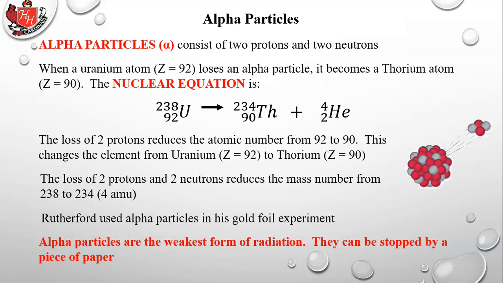Okay, so alpha particles are the weakest form of radiation. They can be stopped by a piece of paper. Just a piece of paper will block an alpha particle. The reason that's in red down there is there's going to be a question on your district final that asks about this, called the penetrability, or the ability of the particles to penetrate. So alpha particles can't even penetrate a piece of paper. Penetrate means to go through. They can't even do that. So a piece of paper will stop an alpha particle.